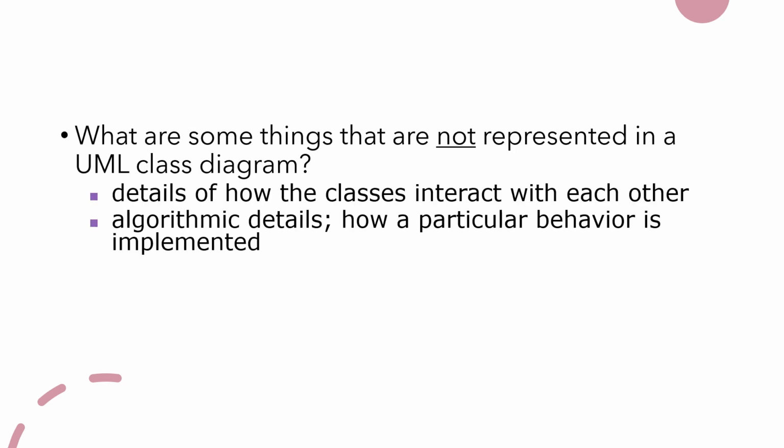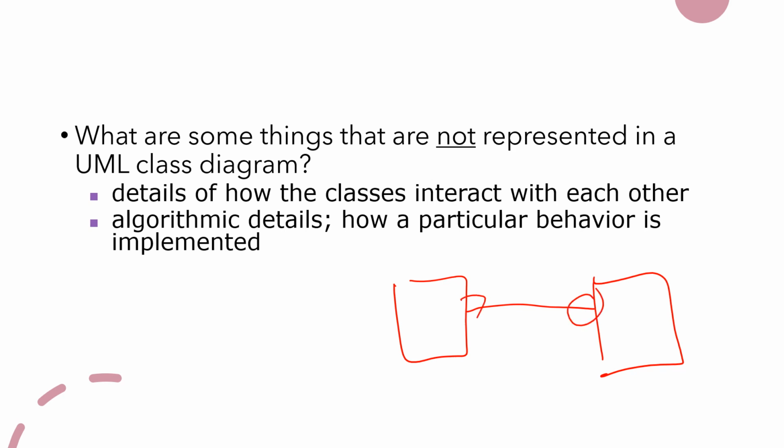Okay, what are some things that are not represented in a UML class diagram? Your class diagram will not give you the details of how the classes interact with each other, or algorithmic details, how a particular behavior is implemented. So these two things are not given in the class diagram. It only gives you how the class associates with other classes, but the details are not given. The how is not given. Only the cardinality and also the association are given.